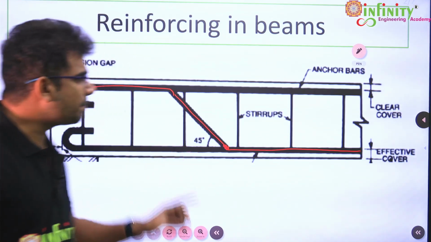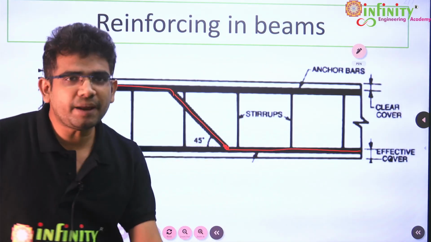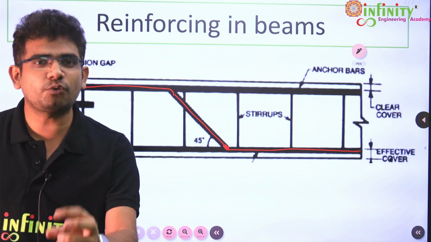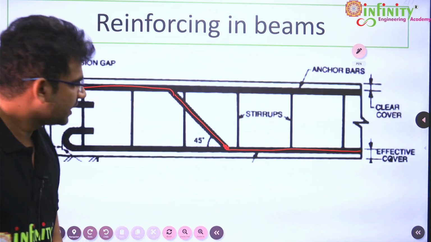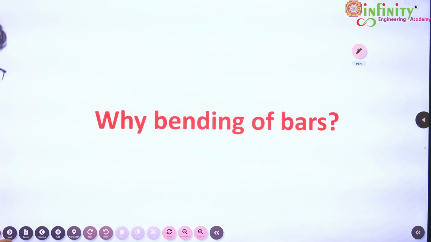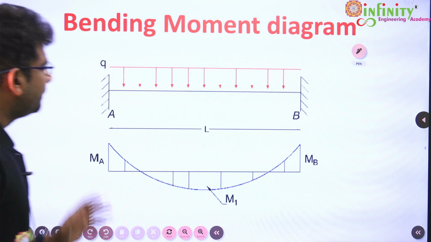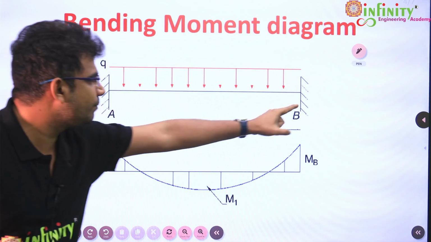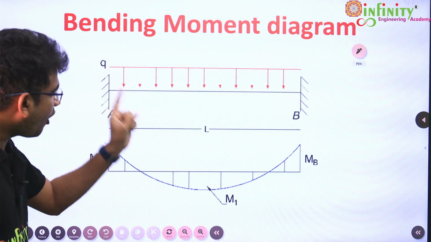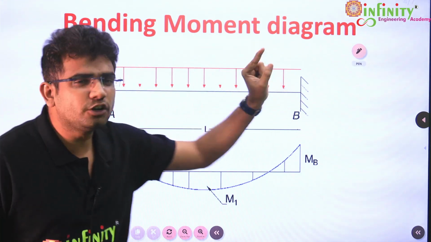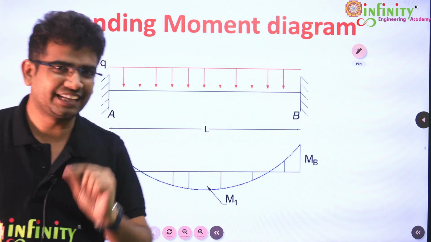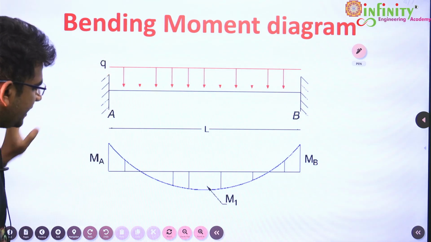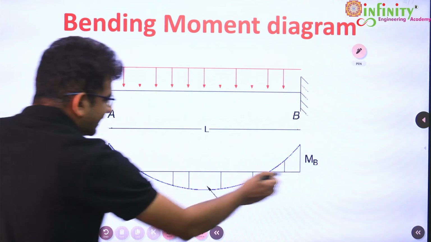Now this placing of bars depends on the bending moment at that point. Placing of bars depends on what? The bending moment at that point. So suppose you take the bending moment diagram for a fixed beam. This is the fixed beam, you can see both ends are fixed here, and on the fixed beam I am applying the UDL like this. After applying the UDL, your bending moment diagram will be like this.